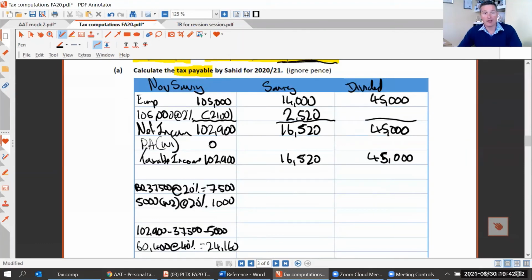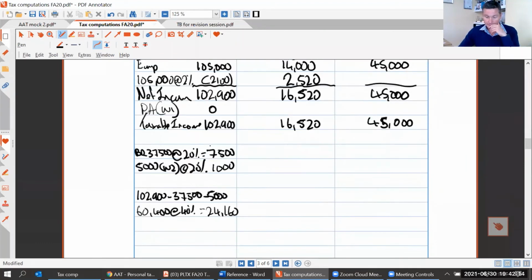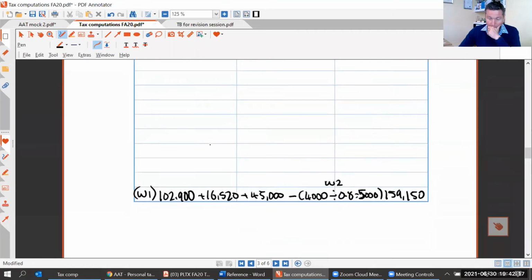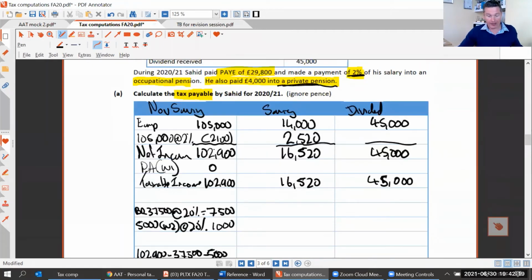Now, the first bit which comes to savings is our savings allowance. Now, we know, well, we can add it up here. We have 102,900 plus 16,520 plus £45,000 gives us a figure of 164,420. I don't know why I show you because you clearly can't read that, but it's 164,420. So that figure dictates that they are an additional rate tax payer.